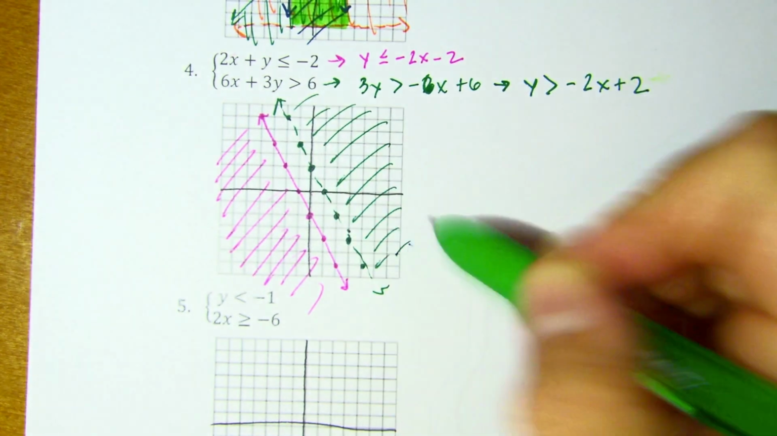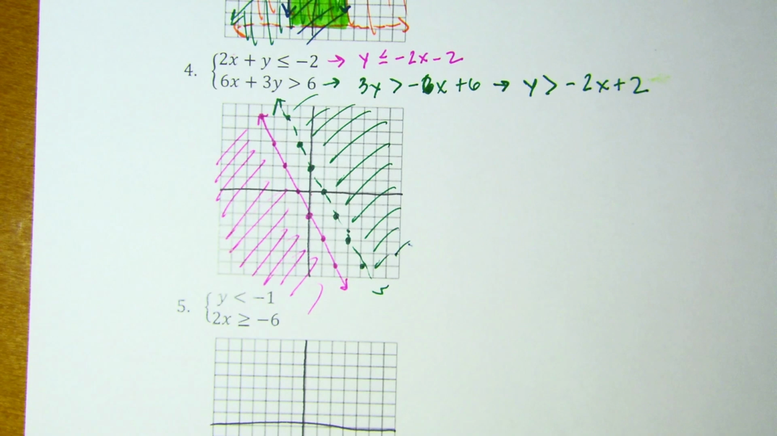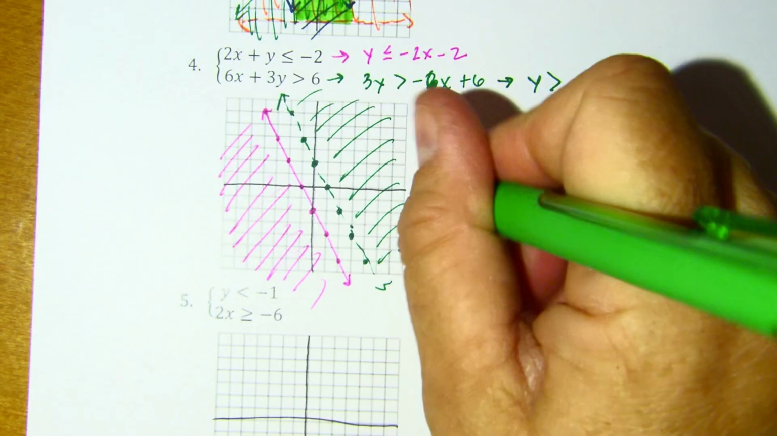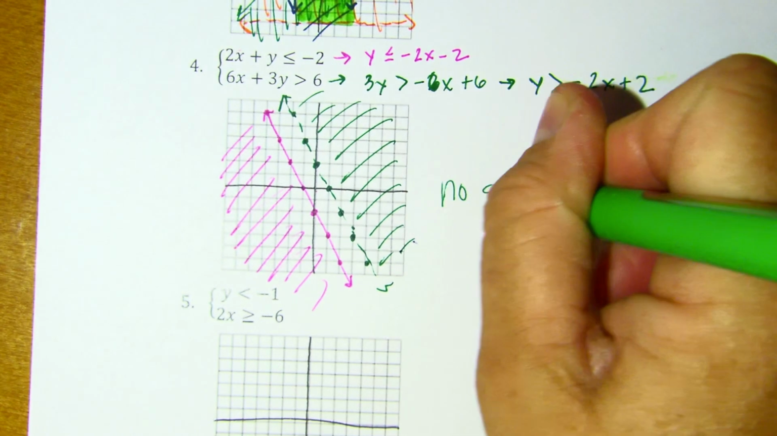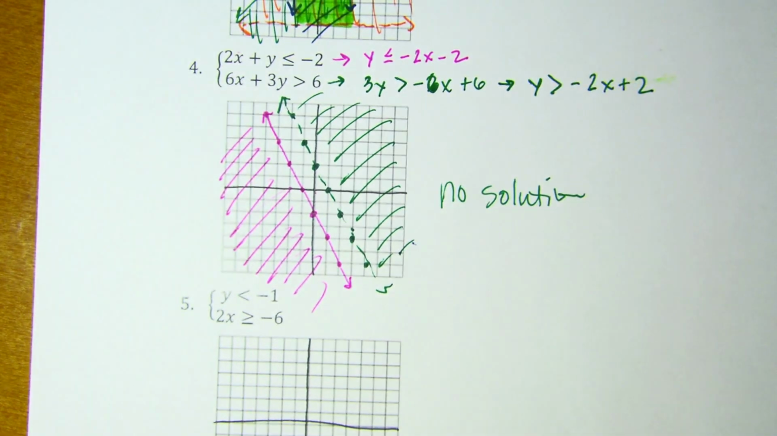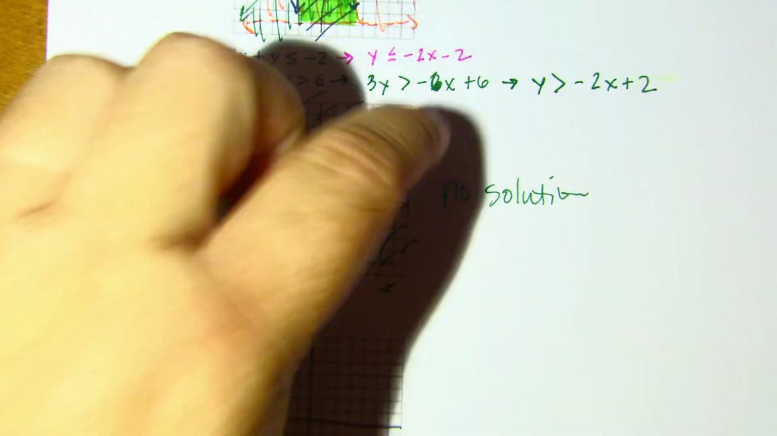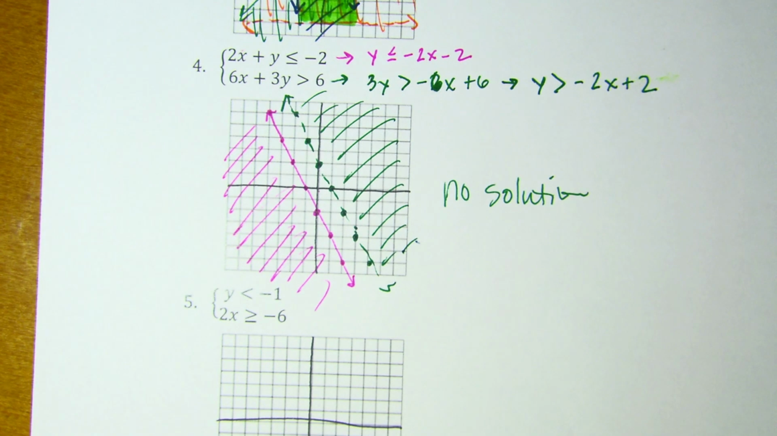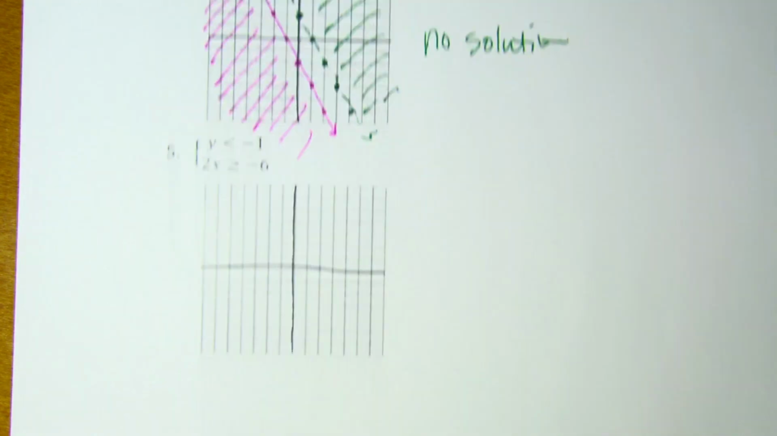And notice here that there is no overlapping area. That means there's no solution because there's no overlapping area. So I would want you to actually write that, no solution, and I'd want to see these two areas shaded with no overlapping area. One more example here.